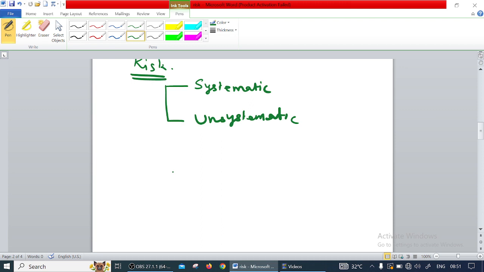And unsystematic risk refers to the portion of the total variability of the return caused due to unique factors. So systematic risk is caused by common factors, and unsystematic risk is caused by unique factors.